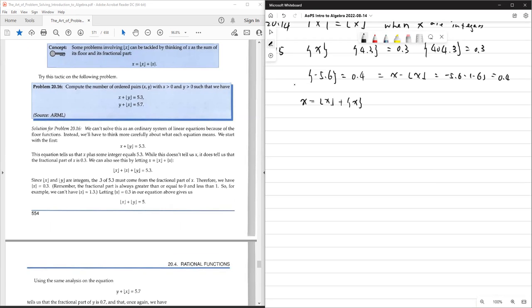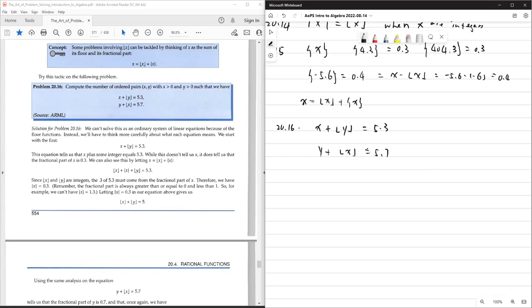So what we're trying to do is some practice on this one, 2016. We have x plus floor of y equals 5.3, and y plus floor of x equals 5.7. Now it's interesting, right? So how do we solve this?